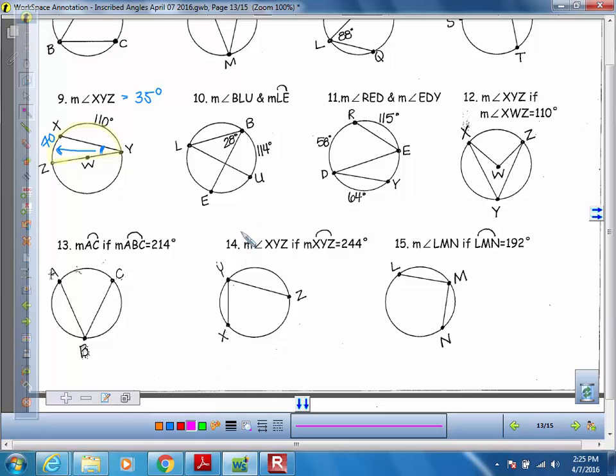Let's look at number 10. It asked me to find BLU. So angle BLU is right here. What arc is that across from? 114. Okay, it's across from arc measure 114. So what would we do to 114 to find that? You'd half it, and that would give you 57.